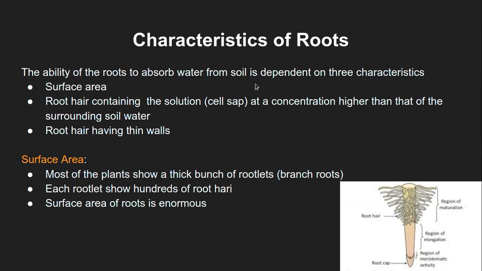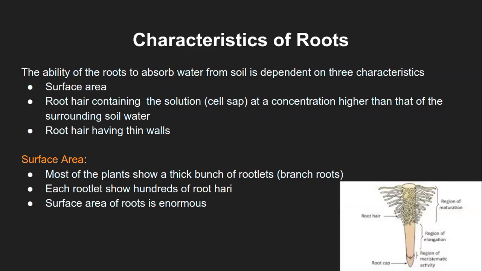So looking at the first characteristic, most of the plants show a thick bunch of rootlets, also called branch roots. You have probably seen quite a many root structures in general. There are several branches, and on those branches there are further branches and so on, and even on the last branching point you will have something like a root hair structure. That is a very tiny hair-like projection coming out from the root, and that is what is root hair.